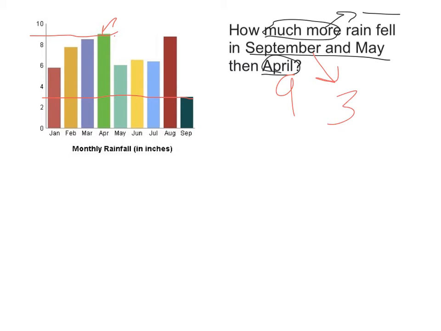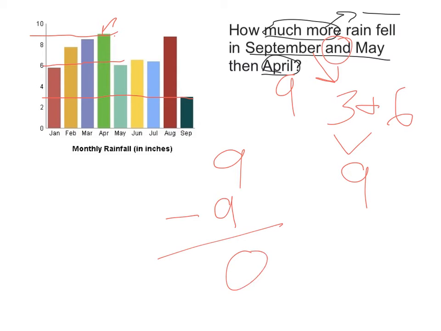And May, we've got it going across, and it's directly at the 6. So 3 plus 6, because it has "and" here. That lets us know we're going to add them. So we've got 3 plus 6, which we know is 9. And it says how much more, which means subtract. So we're going to do 9 minus 9, which gives us 0.